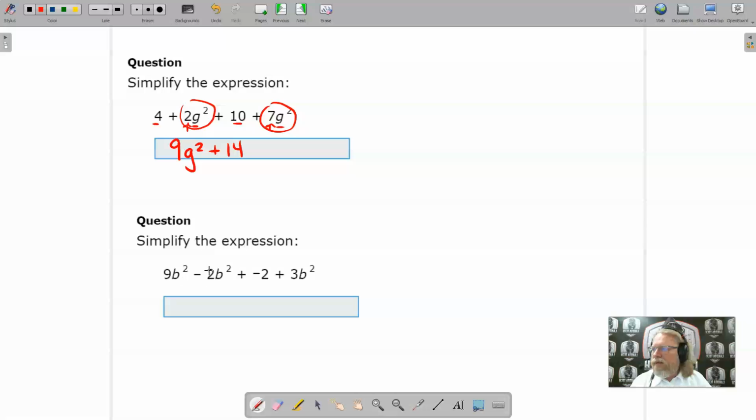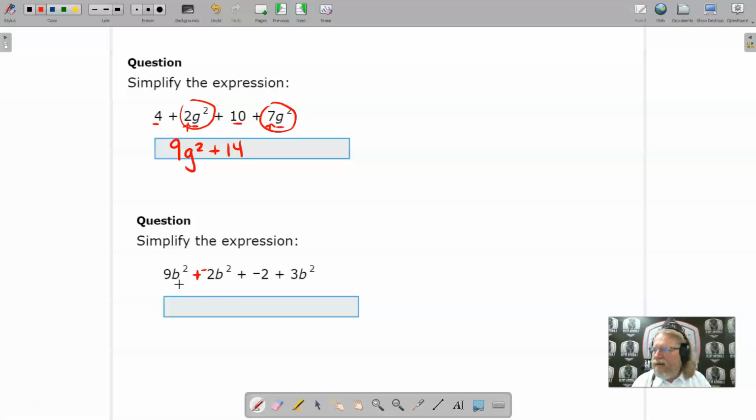All right, on this one here, I'm not really going to rewrite it all out, because I do have a subtraction sign here, right? So I'm going to model how to do this one mentally. In my head, I realize, okay, this is like plus -2, right? And so I can go with that.